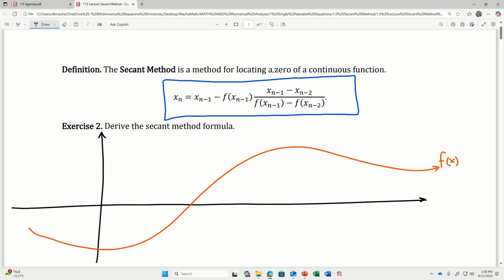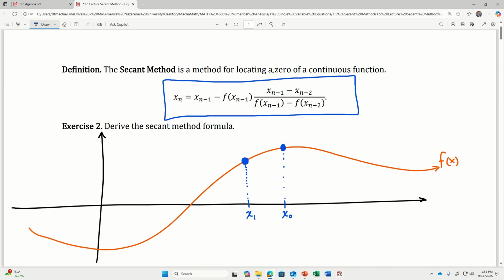We've got to choose two of them. So maybe I choose this to be my initial x0 value. And then I evaluate the function here so I can tell the point the function is at. And then I've got to choose another initial iterate, call it x1. And I find the value of the function there at x1.